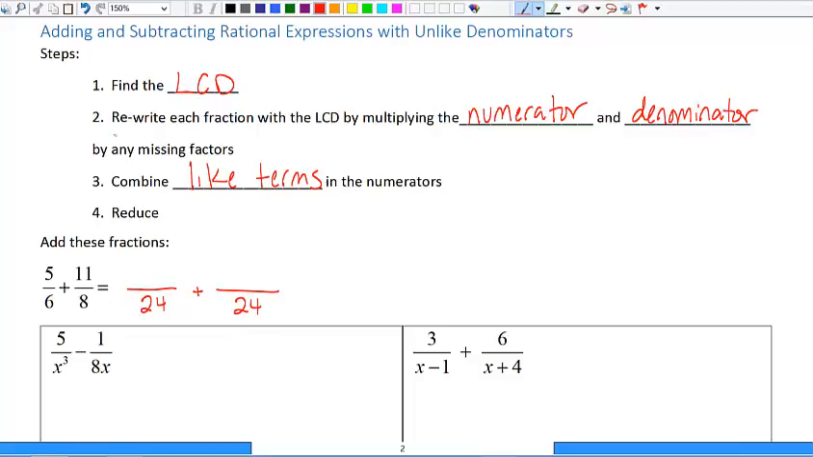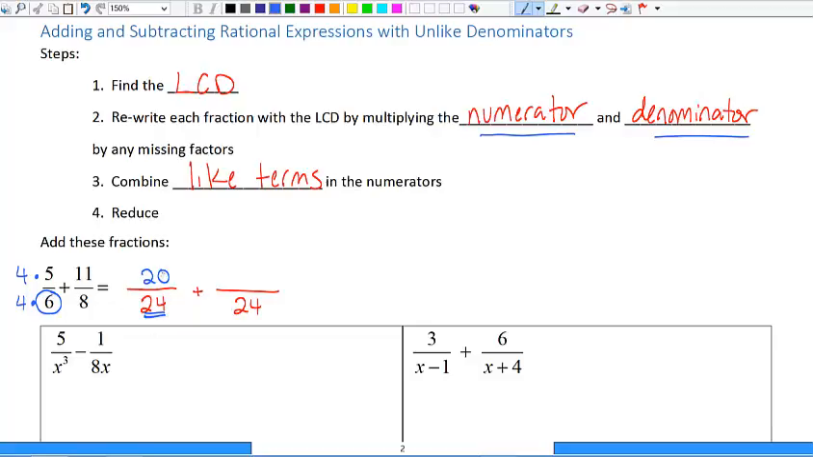Step 2 is rewrite each fraction with the LCD by multiplying the numerator and the denominator by any missing factors. So 6 was the factor I had, and I need to get up to 24. So what factor am I missing? Well, I'm missing a times 4. 4 times 6 truly is 24. So I'm going to multiply the denominator by 4 to make it into my LCD denominator. But I can't just multiply the denominator because I want to, I also have to multiply the numerator. You have to multiply both the numerator and the denominator by missing factors. So that gets me 20/24ths.